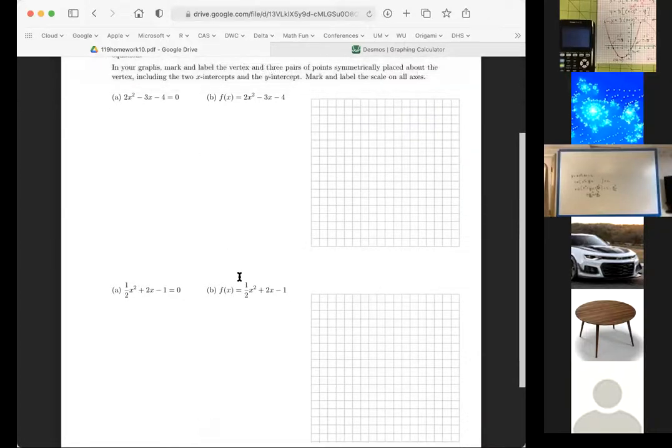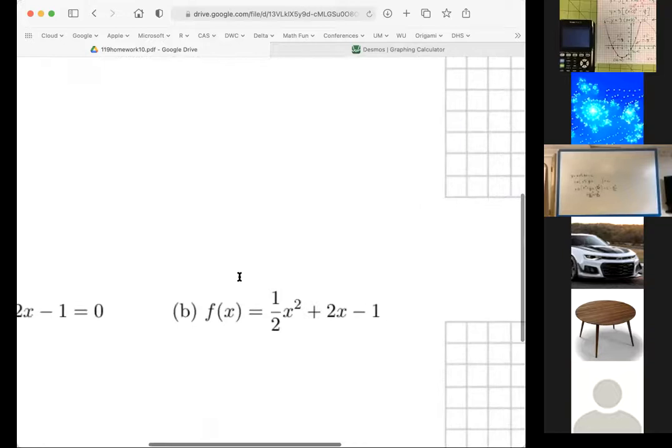Hey, Professor, I have a question real quick. Go ahead. So for the bottom two, where there's the 1/2 x squared plus 2x minus 1, could we easily just times 2 and just get rid of the fraction altogether? Good. In one of them you can, in one of them you can't.